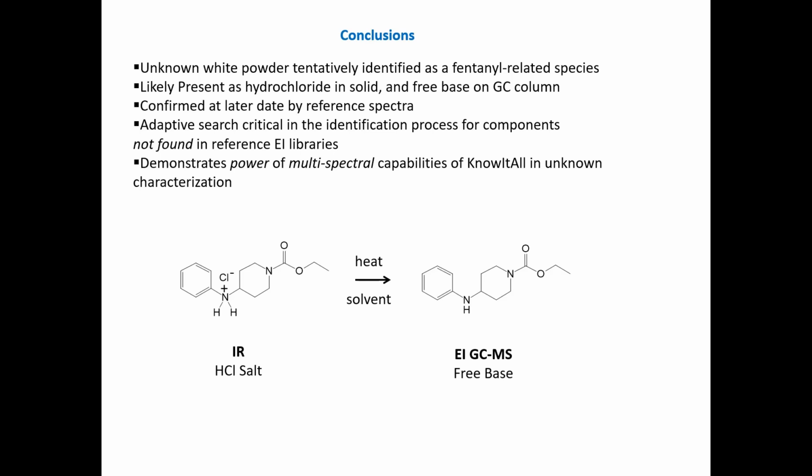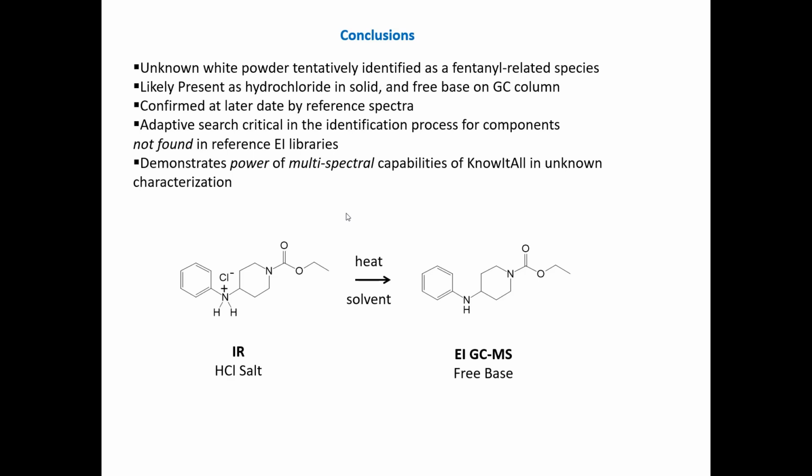So we can conclude from this data that the unknown white powder was tentatively identified as a fentanyl-related species. It's likely present as the hydrochloride in the solid, and the free base on the GC column is shown in the figure below. As we said before, it is tentatively identified, so you need additional data to get a better identification, but it was confirmed at a later date by reference spectra from another laboratory that had both infrared and mass spec that were consistent with our data, so we are almost positive this is the correct identification.